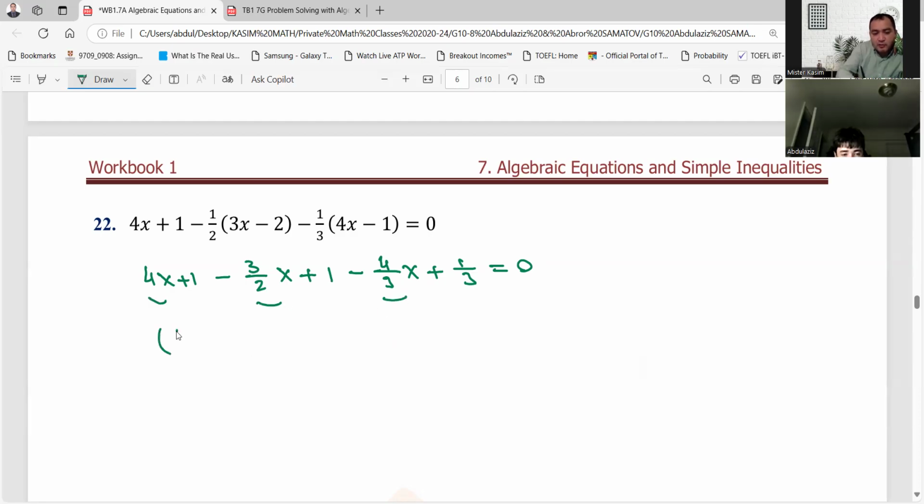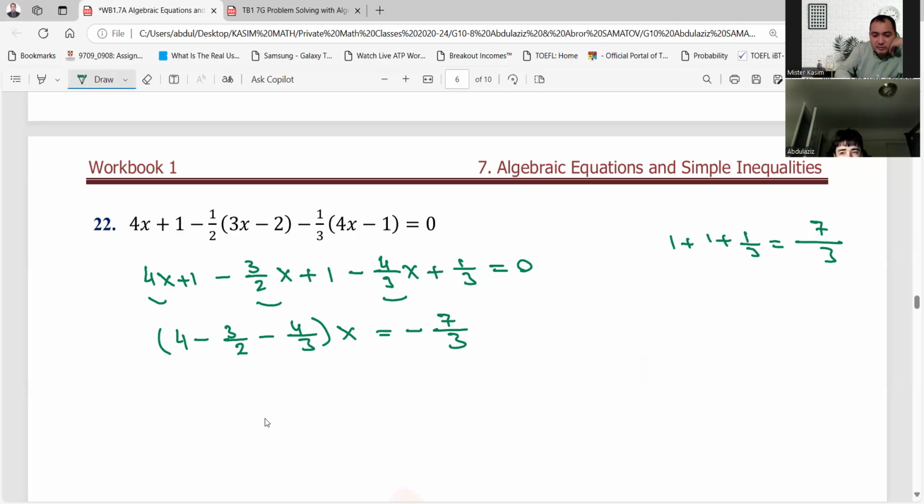Now here we have x, here we have x, here we have x. So let me just write coefficients for x: minus 3 over 2, minus 4 over 3, and here we have x. Everything else move to the right-hand side. First, I can just add this. What is 1 plus 1 plus 1/3? So that's equal to 7 over 3. That should be minus 7 over 3.